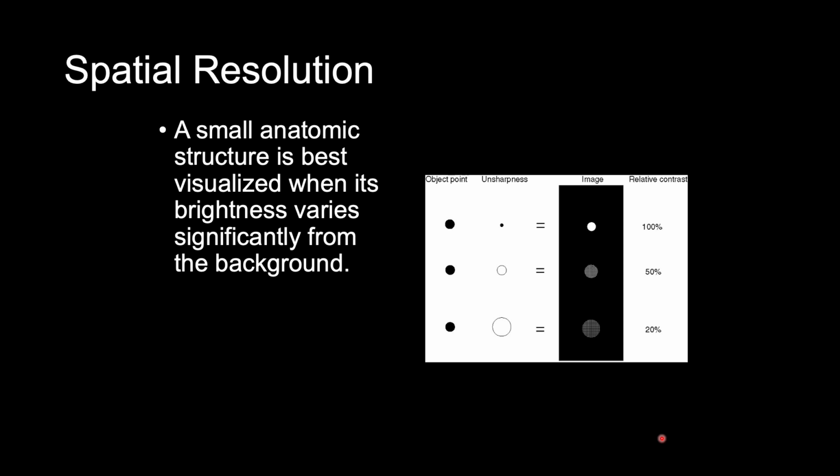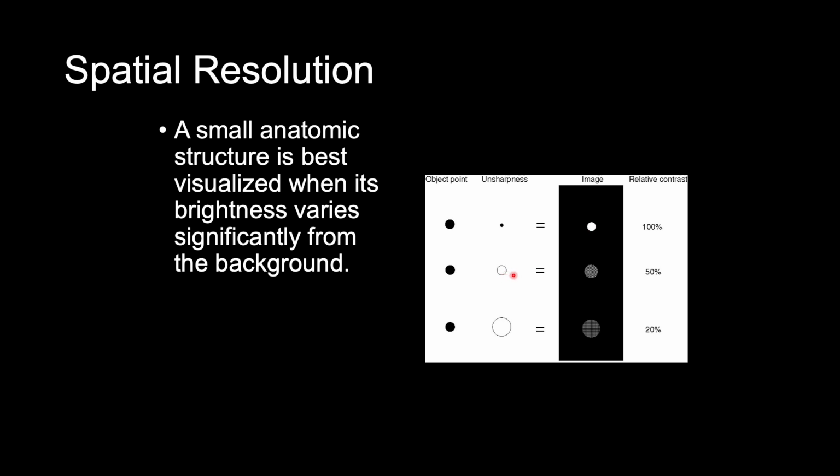This image here is showing unsharpness with image contrast. So increasing the amount of unsharpness is going to decrease the brightness or density difference, the contrast, between the area of interest and its surrounding background. So we want as little unsharpness as possible, because if you have a small amount of unsharpness, you can see there's a big difference here in brightness or density.